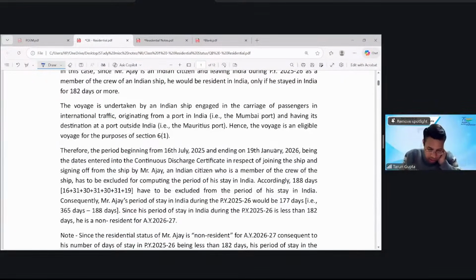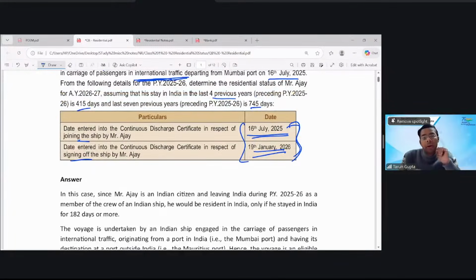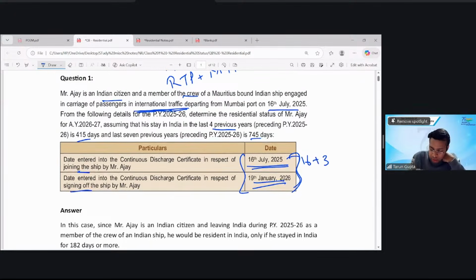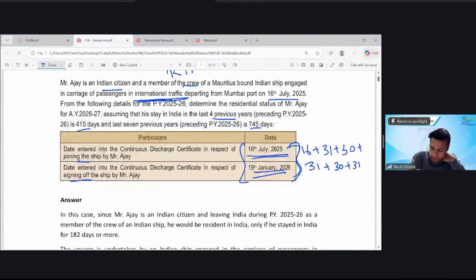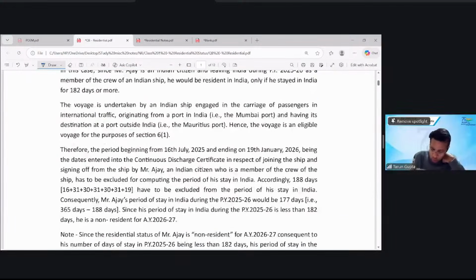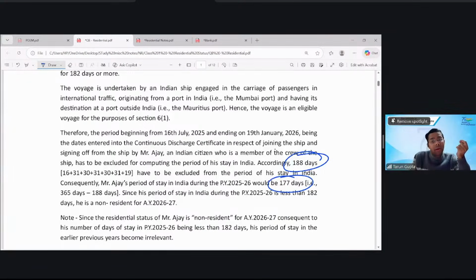If you see the days, 16 July: 16, 17, 18, 19, 20, 21, 22, 23, 24, 25, 26, 27, 28, 29, 30, 31, that is 16 days of July. Then August, September, October, November, December, and 19 days of January. So this aggregates to 188 days. So he was not in India for 188 days, and he was in India for 177 days.